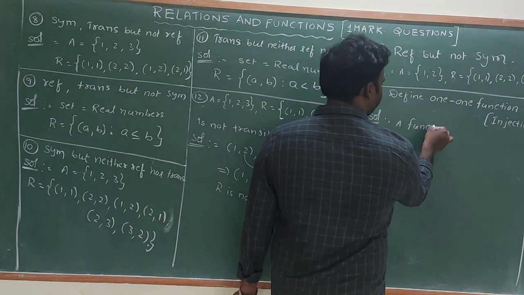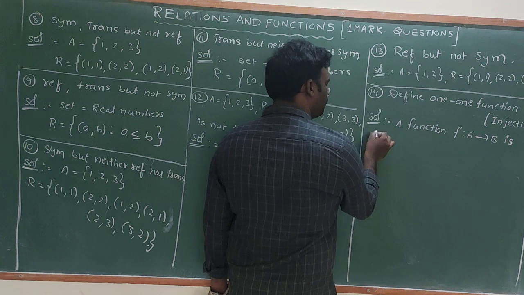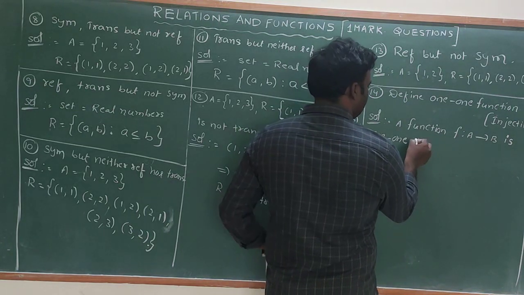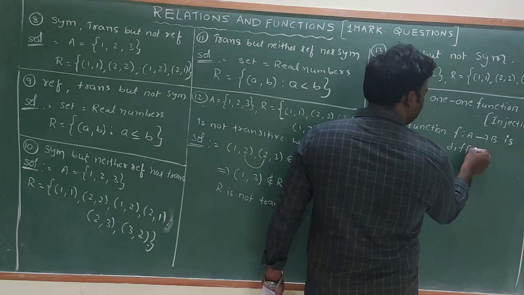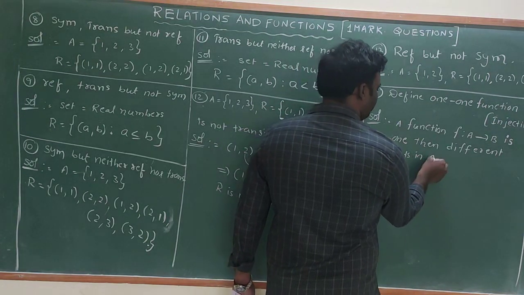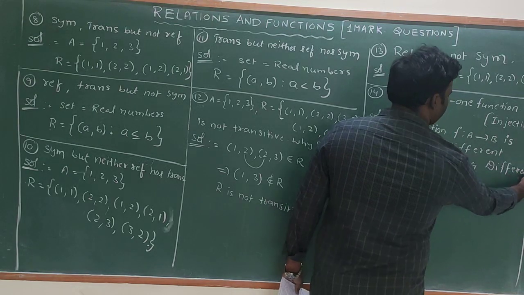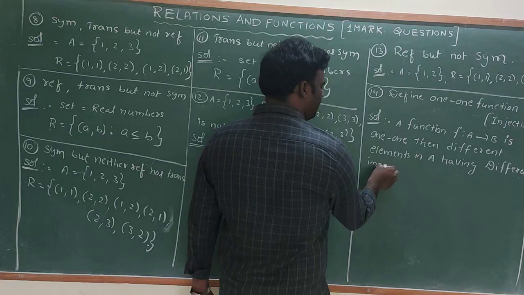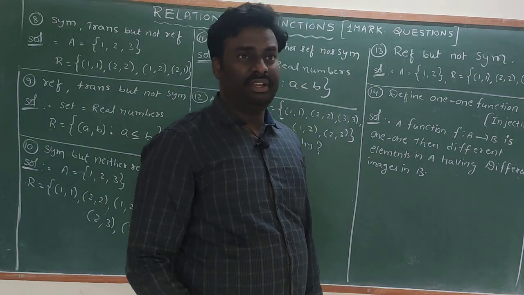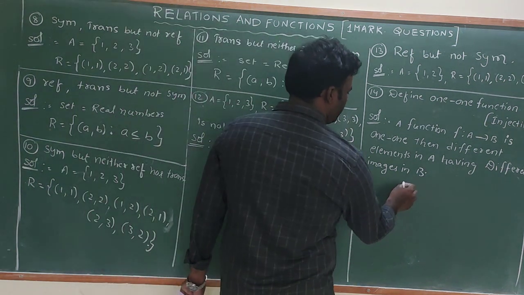A function f from A to B is one-one, then different elements in A have different images in B. That is the definition of a one-one function. So we have one more definition for one-one function.